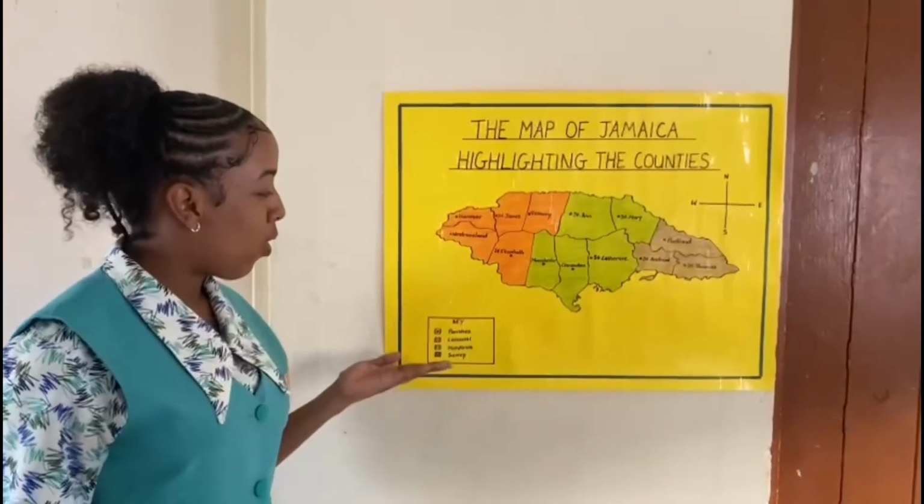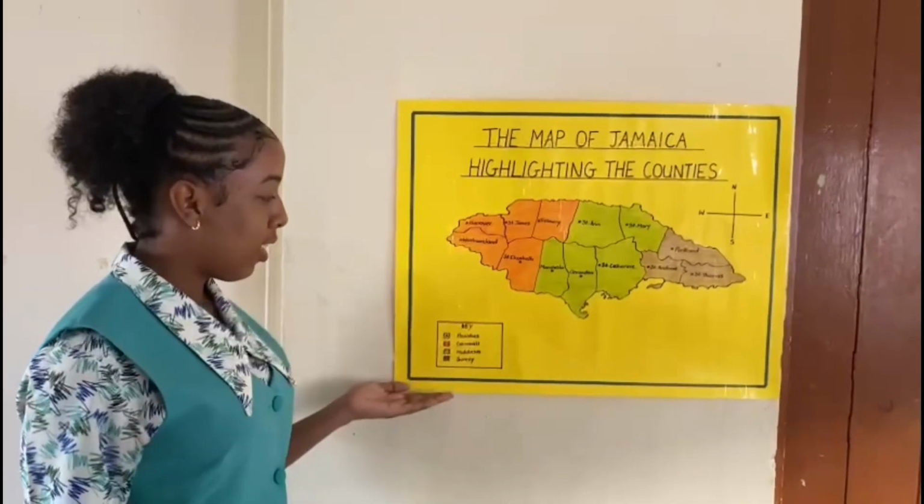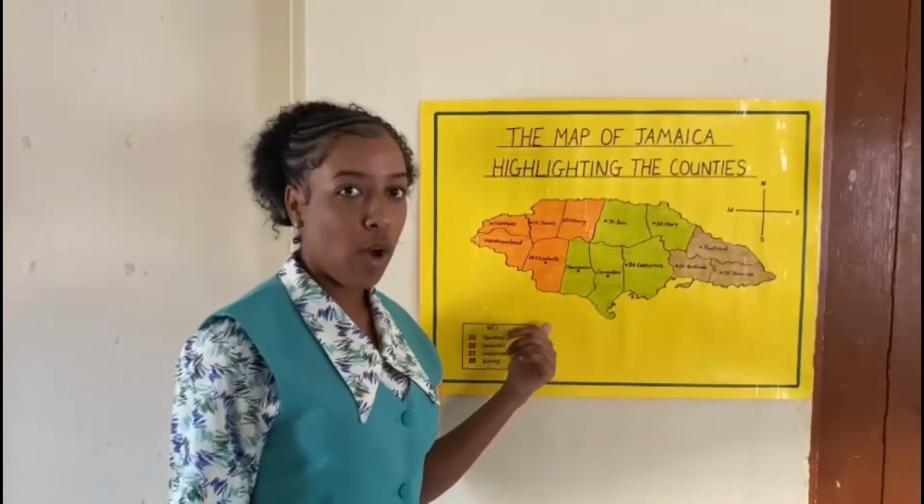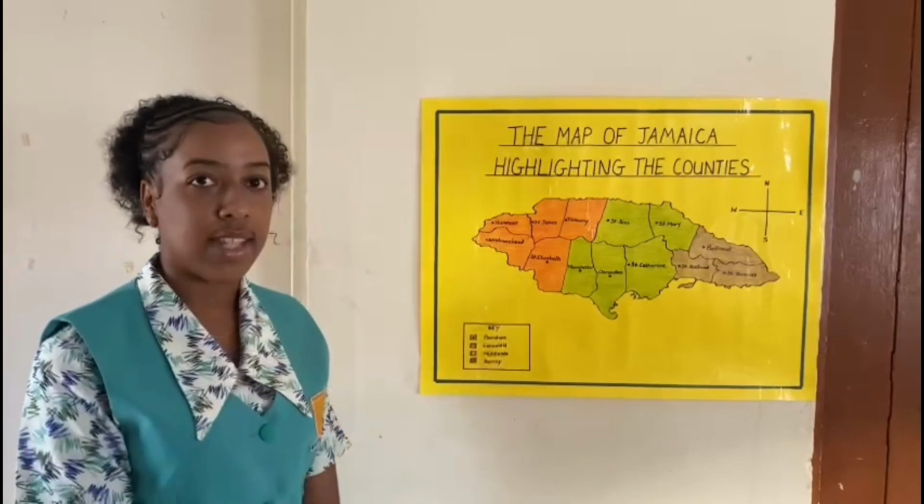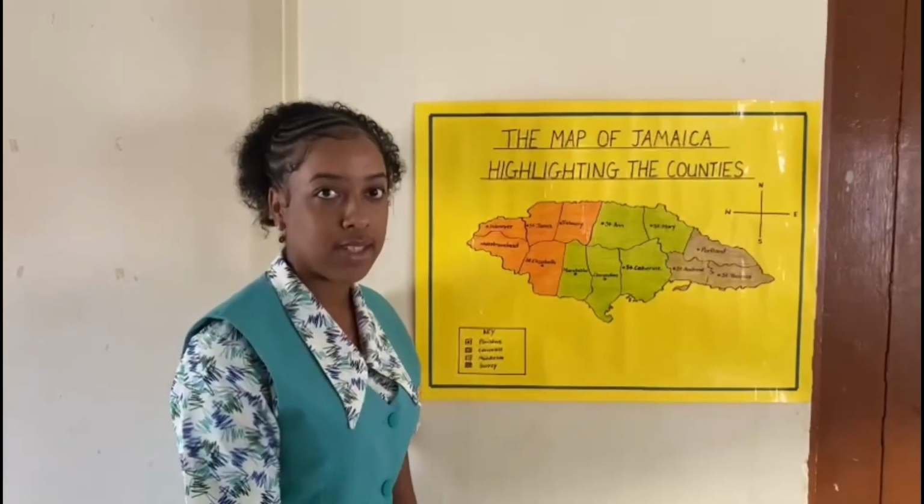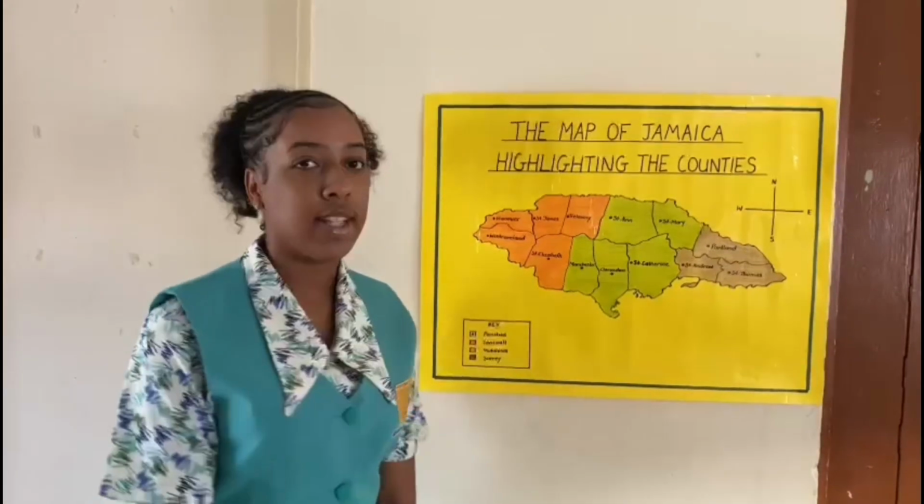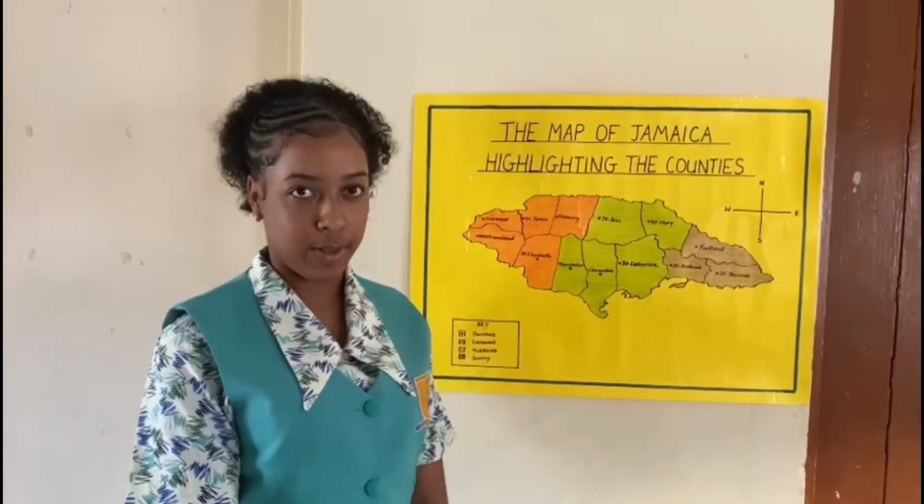The map or the chart also has a key that will guide students in locating the different counties along with the parishes that are part of these counties. So how can this chart be used to teach the topic of Jamaica's counties to grade 4 students?